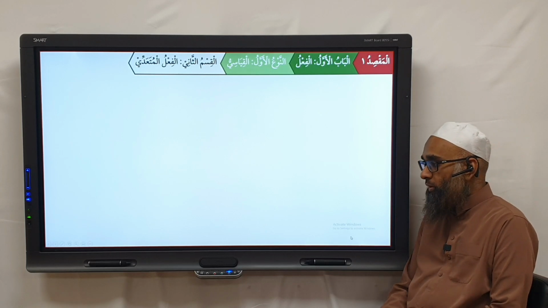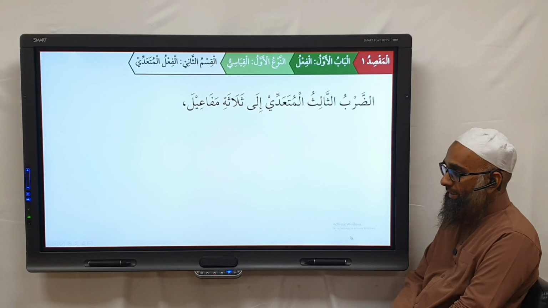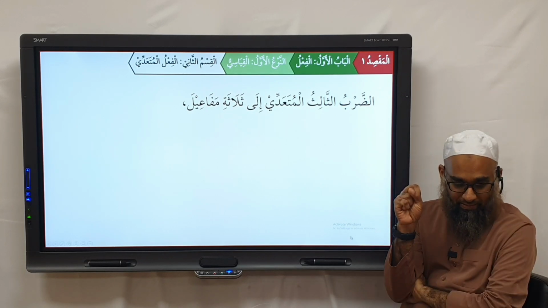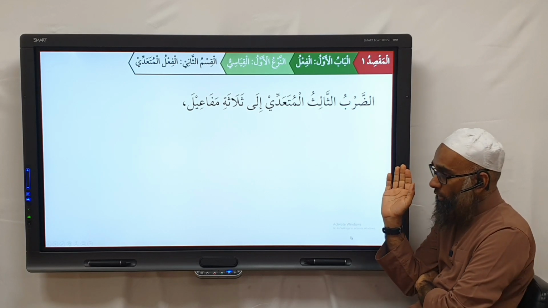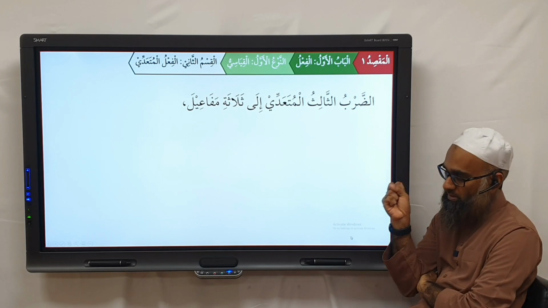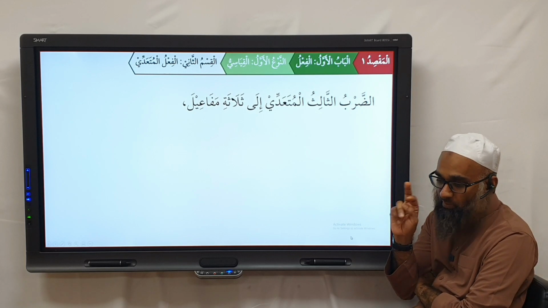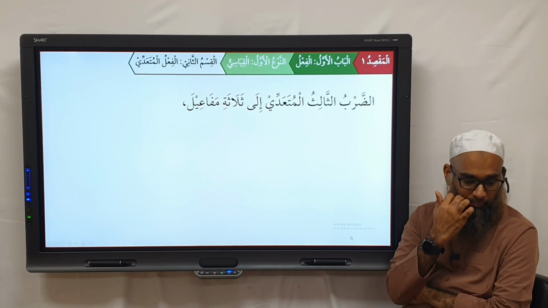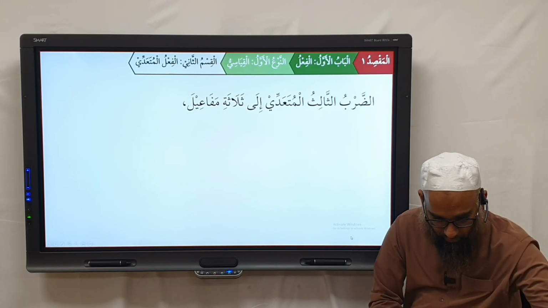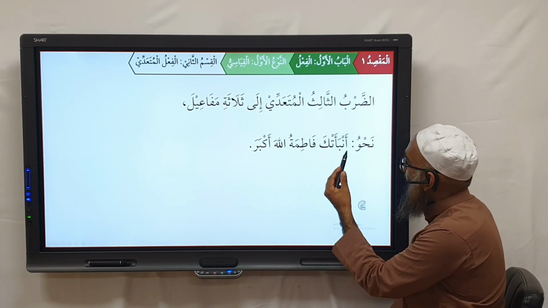So inshallah, now we're moving on to the next category, al-fi'l al-muta'addi ila thalathati mafa'il. The fi'l muta'addi which goes on to 3 maf'uls. This is very rare, but it comes in the Quran, so you have to know about this. You have a fi'l, it has a fa'il, and how many maf'uls does it actually have? How many? 3. Okay?